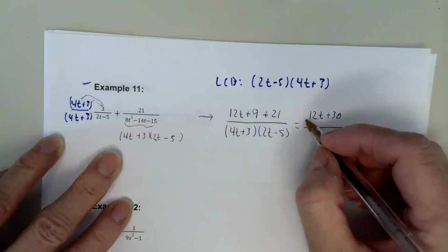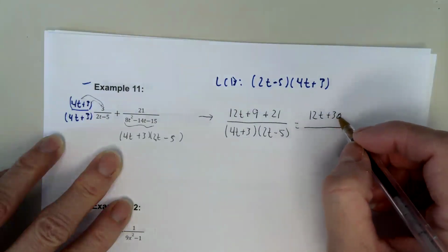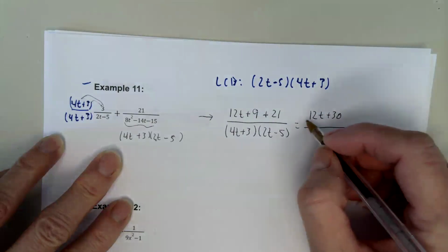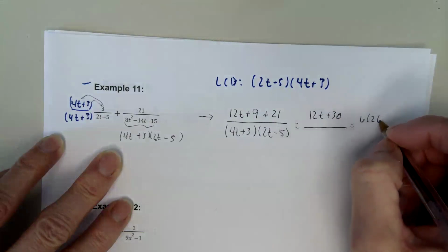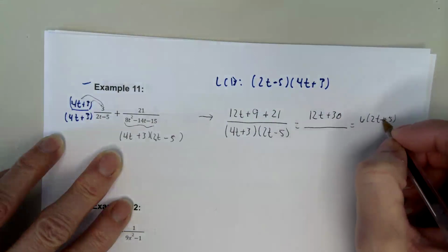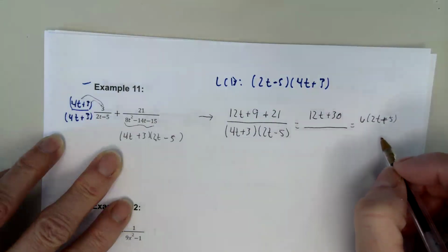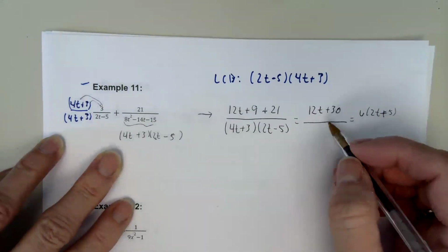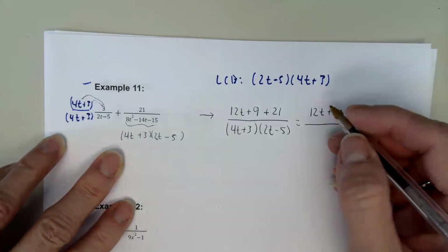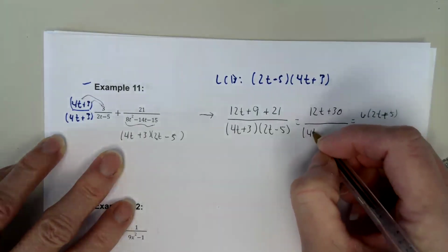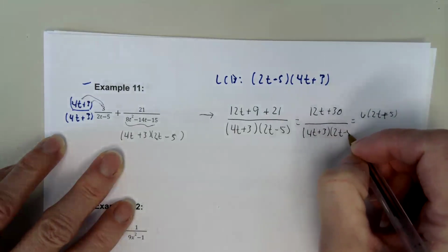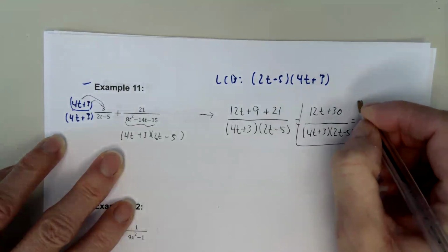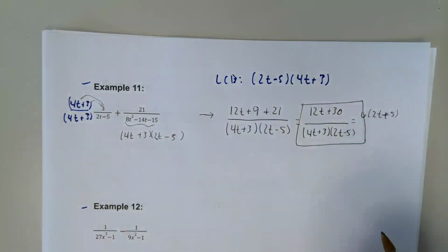I guess we could factor out a 6, and I'll have 2t plus 5. So that doesn't even help me. So 12t plus 30 over 4t plus 3 times 2t minus 5 is as simplified as it gets.